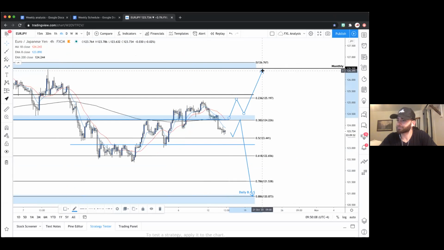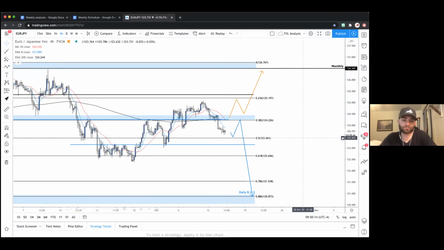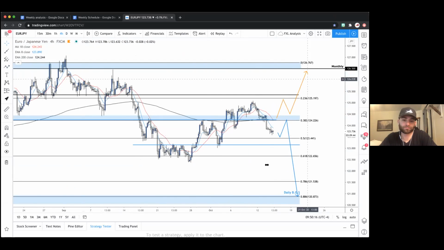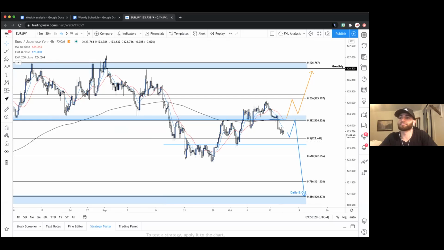Even if price action does break back above this zone, I really need to see a good amount of volume for me to have confidence in going long. All right, but anyway, that's EJ, guys. Bearish first, waiting for those right setups, waiting for those confirmations. Let's go on to gold.